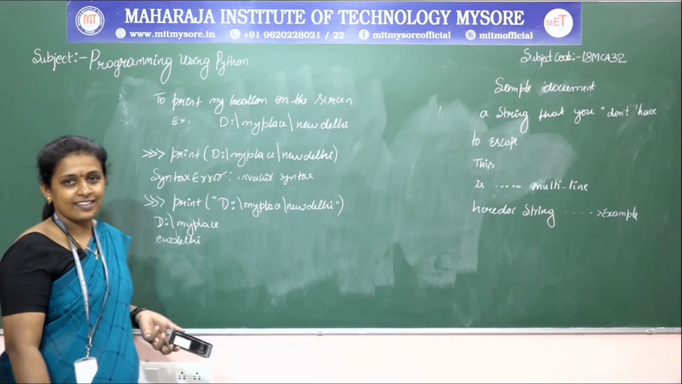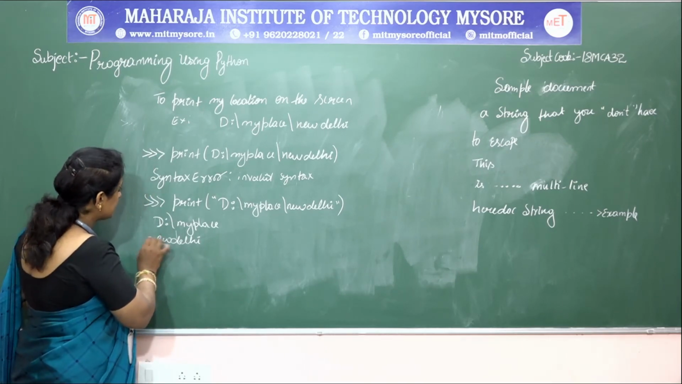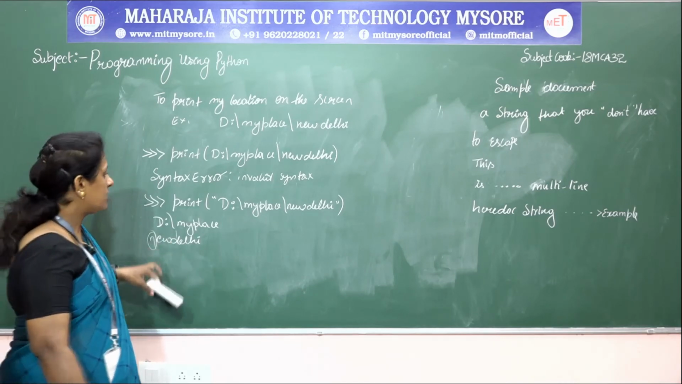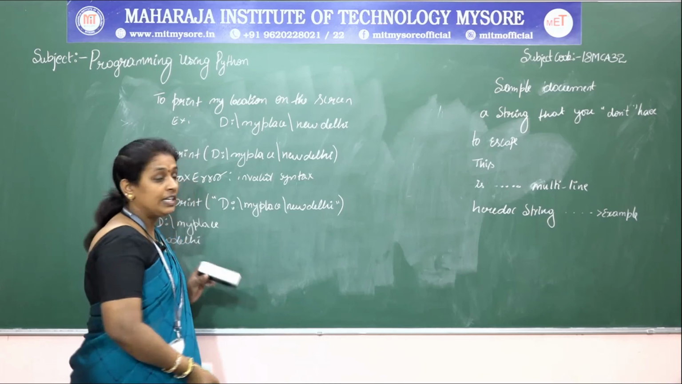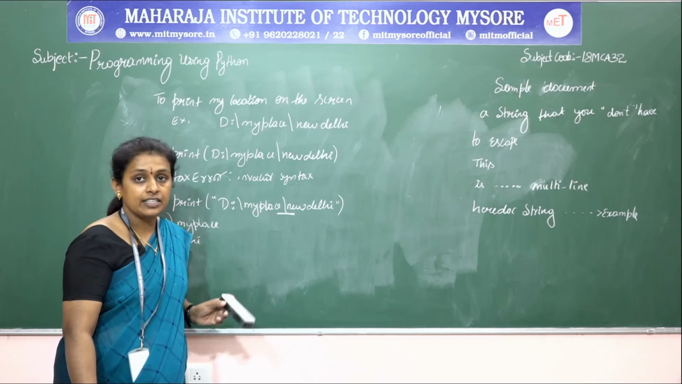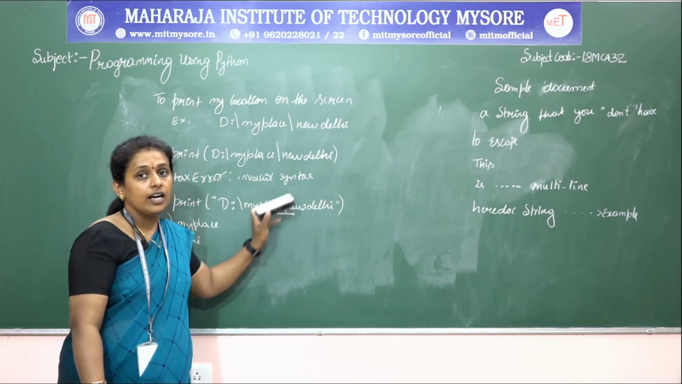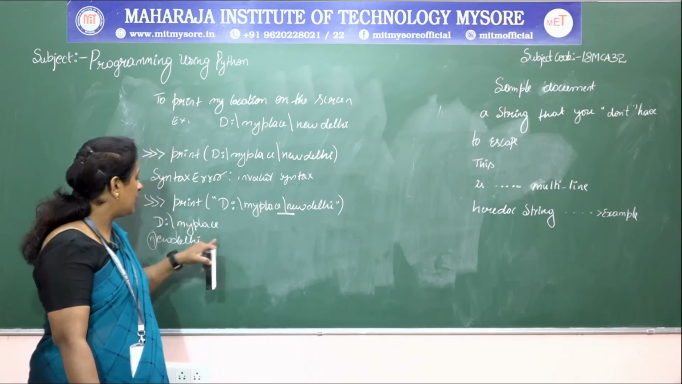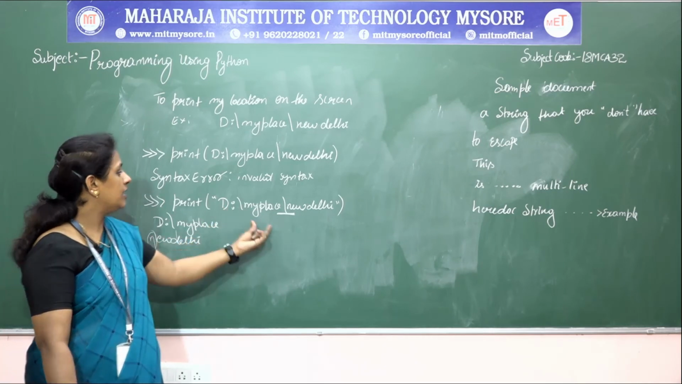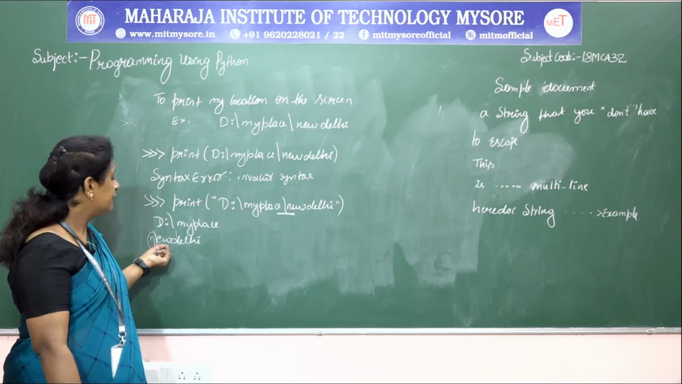Delhi. Is it correct? No, it's not correct, because the N is missing here. The N is missing because Python will treat \n as an escape sequence, a special character, so when this new line character appears, it will just move the value to a new line. So we will get output as D colon my places, then a new line, then Delhi.